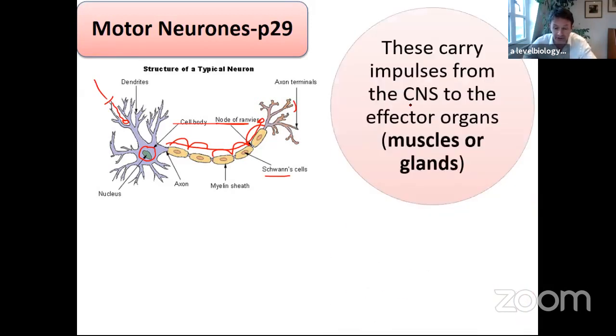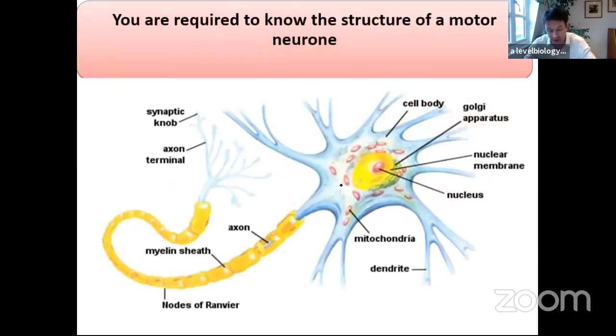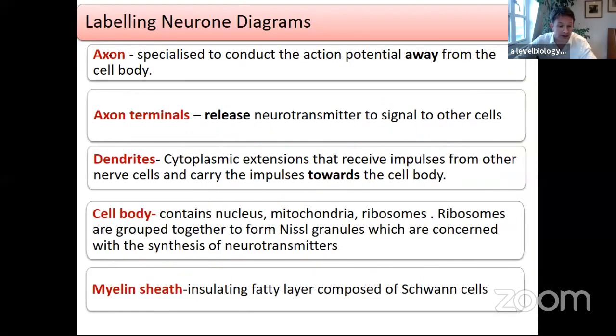So they carry the impulses from the central nervous system to the effectors, and this is what you need to know. You need to know there's a cell body, you need to know there's an axon that goes away from the cell body, and those end up in axon terminals. So the axon conducts the action potential away from the cell body. The axon terminals release the neurotransmitter. The neurotransmitter is a chemical messenger which will be picked up by a receptor, which is on the postsynaptic junction or on the other side of the neuromuscular junction.